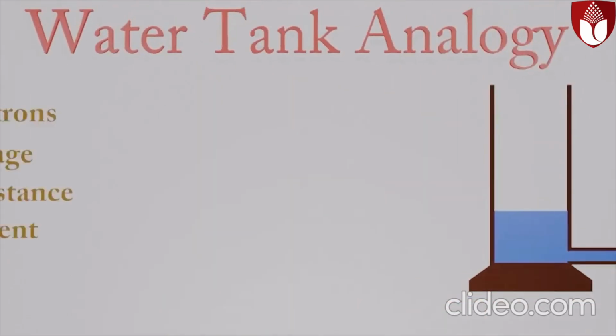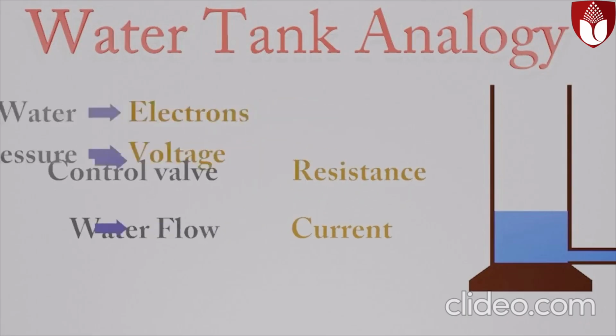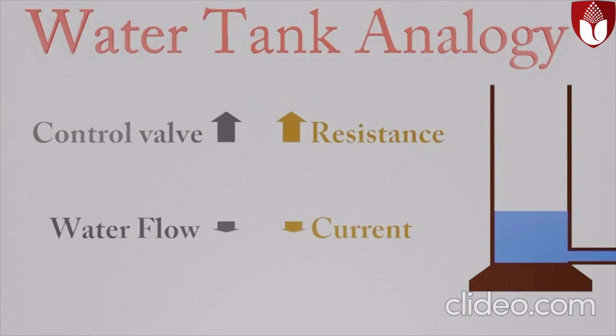That's the water tank analogy for electricity. Water represents the electrons. Pressure represents the voltage. Control valve represents the resistance. And finally, the water flow represents the electric current. If we are closing the control valve, the water flow is decreased. In the same way, increasing the resistance causes a decrease in the current. If we are opening the control valve, the water flow is increased. In the same way, decreasing the resistance causes an increase in the current.